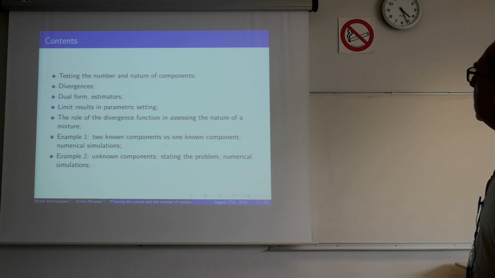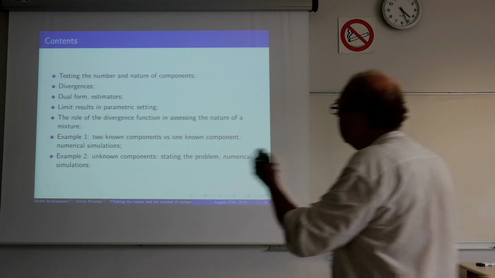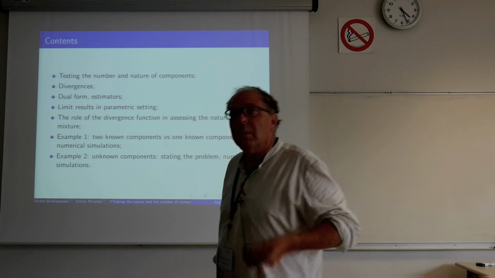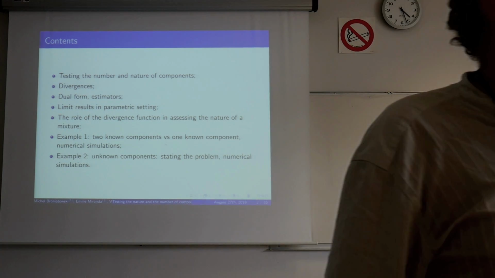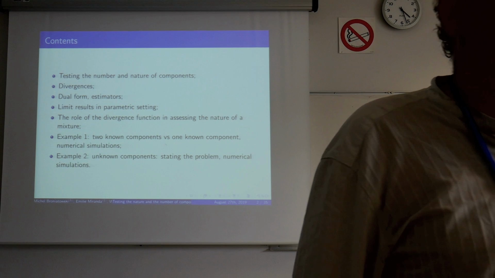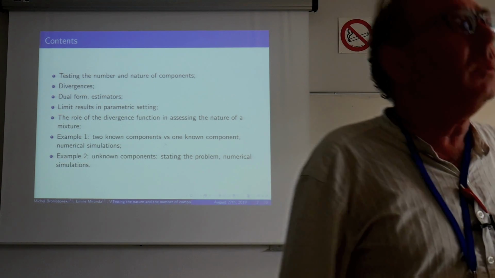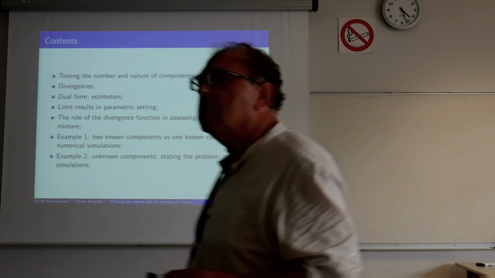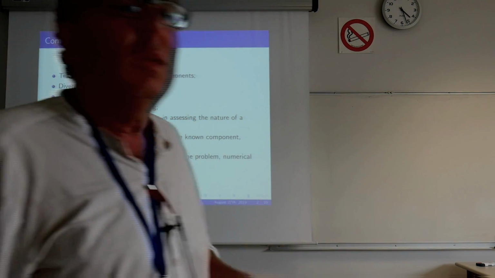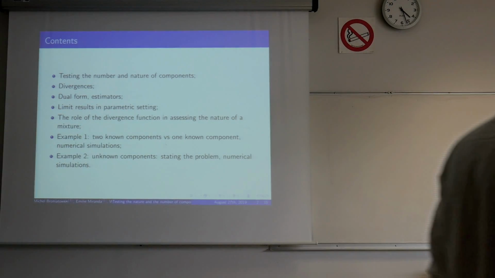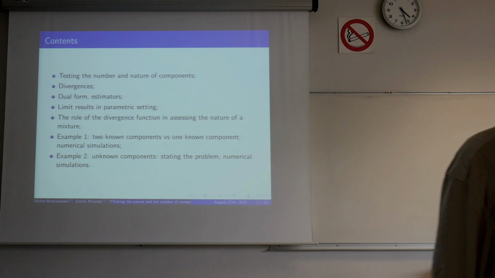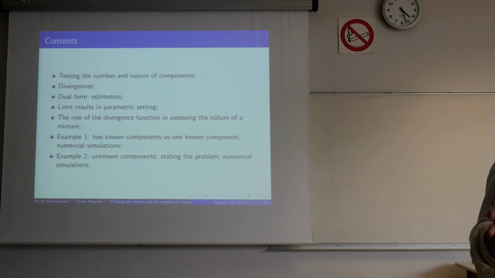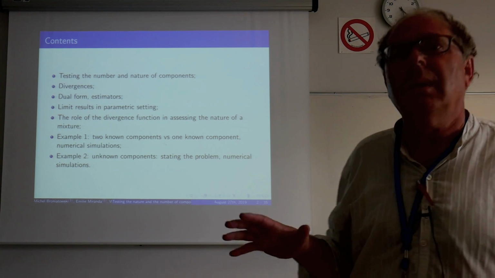And the contents will be, first, a general topic about what exists in testing the number and nature of components of a mixture, and we will not assume that the components are of the same nature. So not necessarily will we have to do with mixtures of Gaussian distributions. We can have lognormal and Weibull or others. So we'll consider a setting that will still be in parametric models.